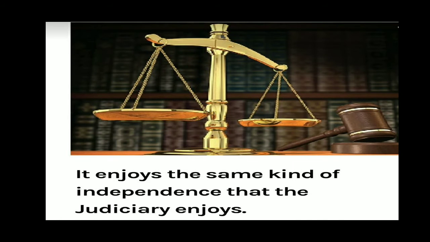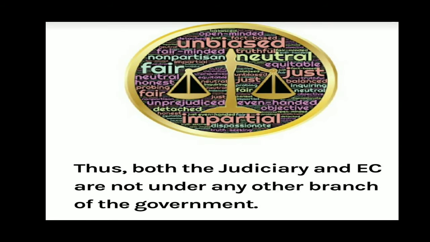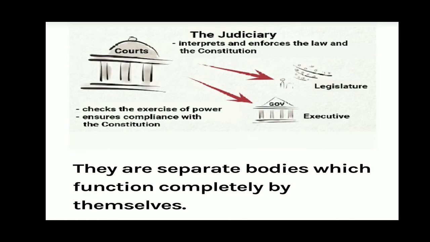It enjoys the same kind of independence that the judiciary enjoys. Judicial independence is the concept that the judiciary should be independent from the other branches of government. Thus, both the judiciary and the Election Commission are not under any other branch of the government. They are separate bodies which function completely by themselves.